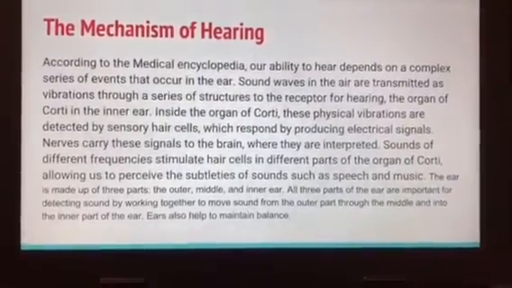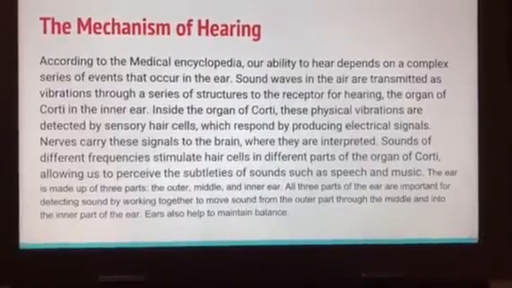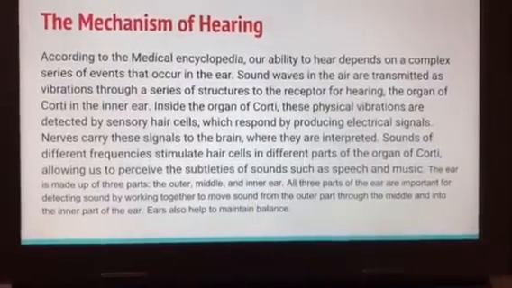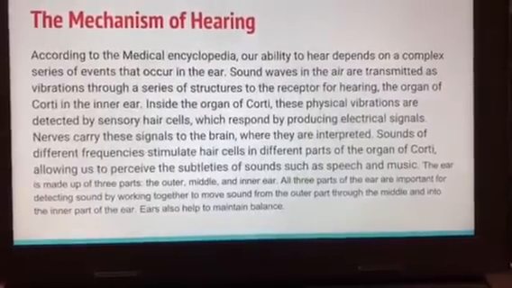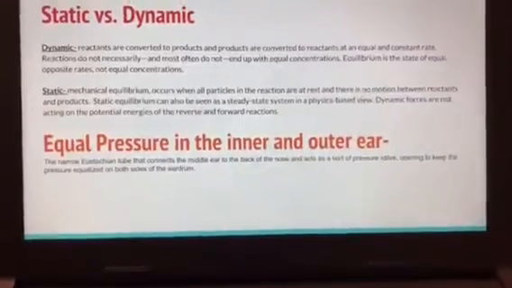The ear is made up of 3 parts: the outer, middle, and inner ear. All 3 parts of the ear are important for detecting sound, working together to move sound from the outer part through the middle and into the inner ear. The ear also helps to maintain balance.